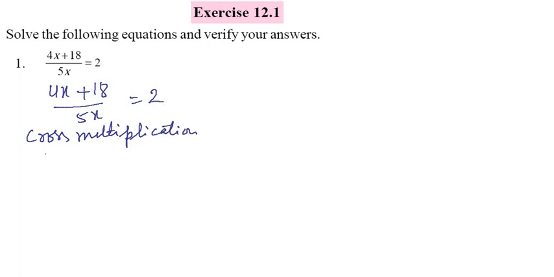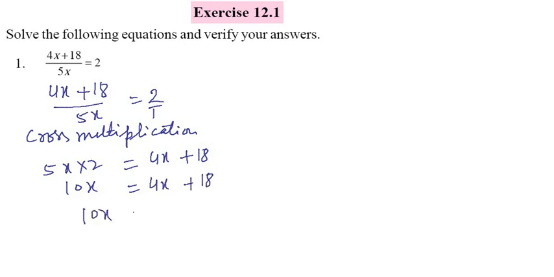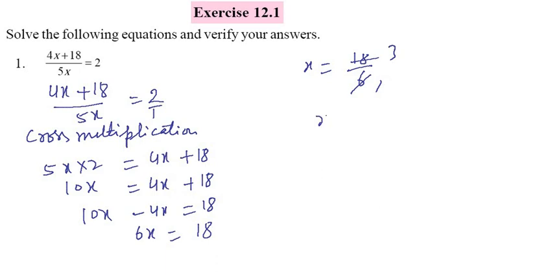So what will happen? It is multiplied by 1, so 5 into 2, so you multiply 5x into 2, which will be equal to 4x plus 18. So 5 twos are 10 of x is equal to 4x plus 18. So 10 of x minus 4 of x is equal to 18. So 10 minus 4, it becomes 6 of x is equal to 18. So x will be equal to 18 divided by 6. So 6 ones are 6 and 6 threes are 18. So x is equal to 3, and 3 is your answer.